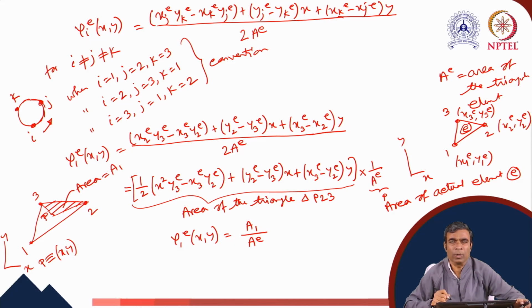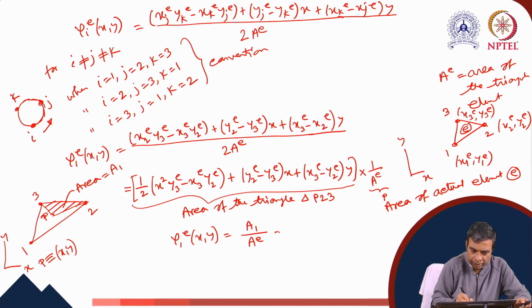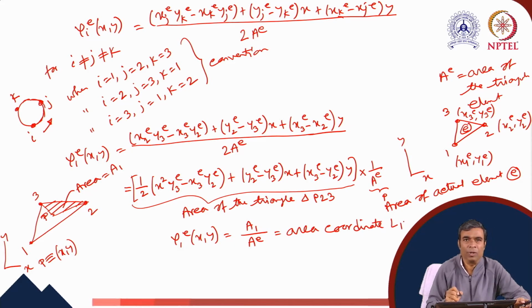Now this is a non-dimensional expression. This expression represents the area coordinate. So this is known as the area coordinate. We define it as L1 for shape function 1. So for the linear triangular element, we find that psi 1e equals the area coordinate L1.